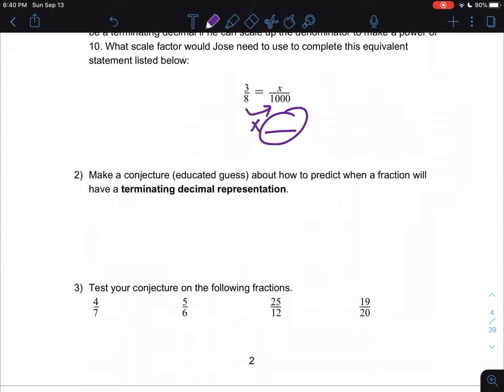Okay, so hopefully you have at least made a conjecture, but I know sometimes you want to know answers. So just so you know, your scale factor here existed. It was 125, because 8 times 125 is 1,000. But I can't give you a conjecture because it was yours. So I'm not going to fill out questions 2 and 3. However, if you really don't know, go check the answer key.